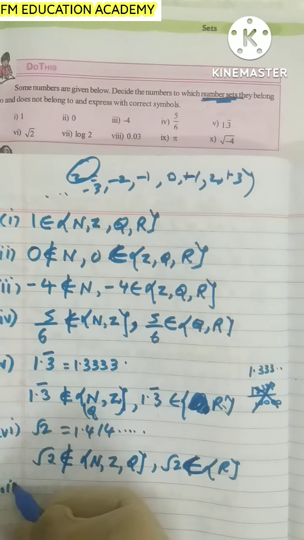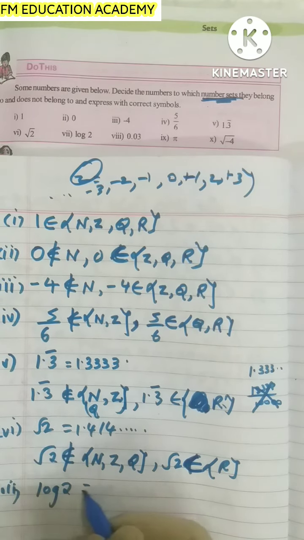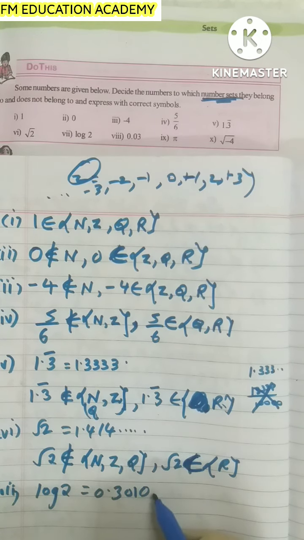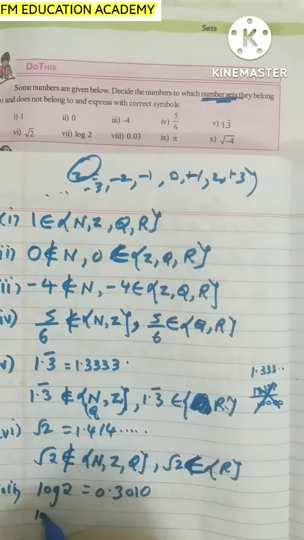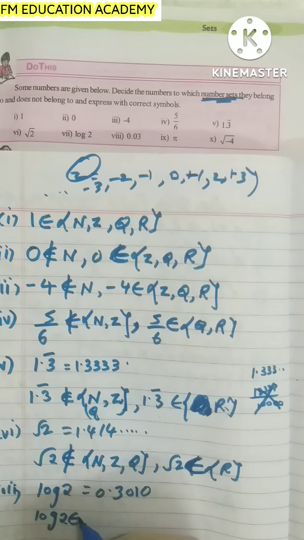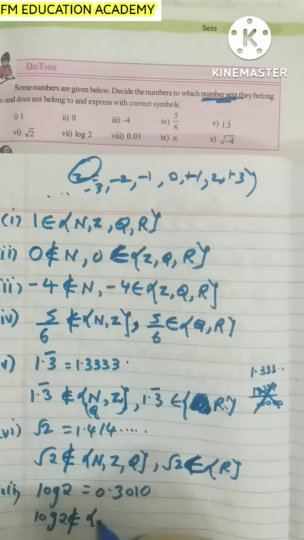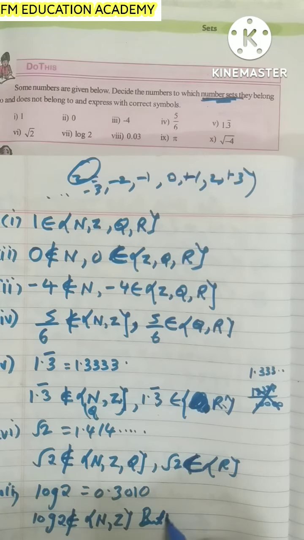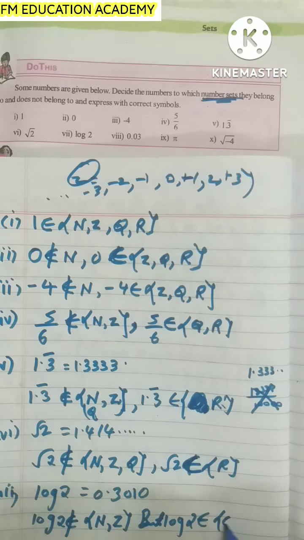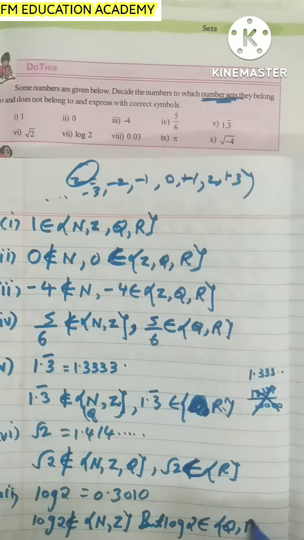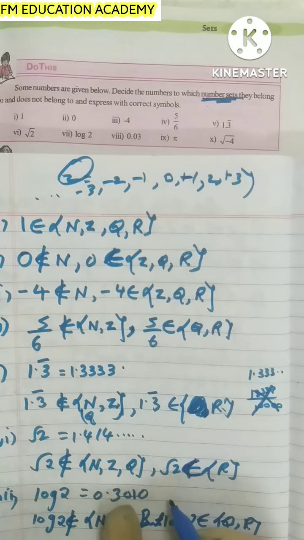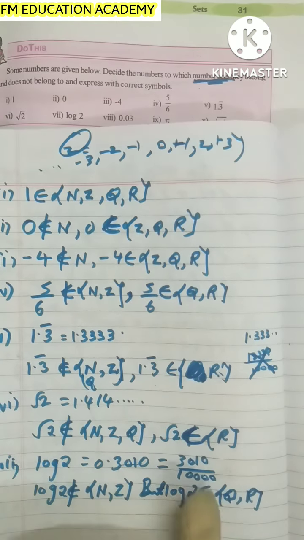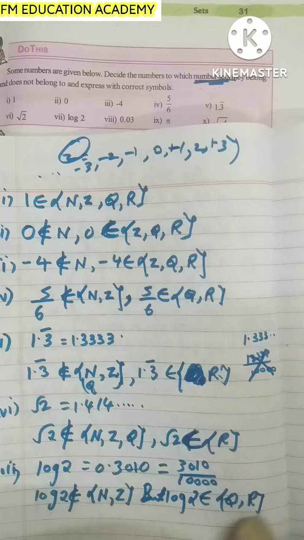Now the seventh bit is log 2. We know the value of log 2 is 0.3010. Since it has a fixed number of digits, log 2 will not come under natural numbers, and it will not come under integers also. But log 2 belongs to rational numbers, and also real numbers. Why rational? Because 0.3010 can be written as 3010 by 10000. Since it has a fixed number of digits, it will come under rational numbers.